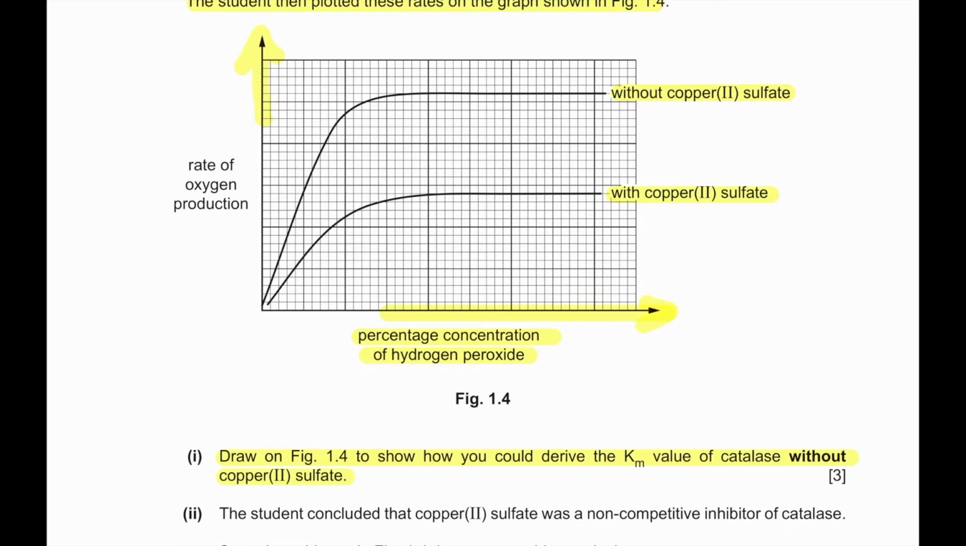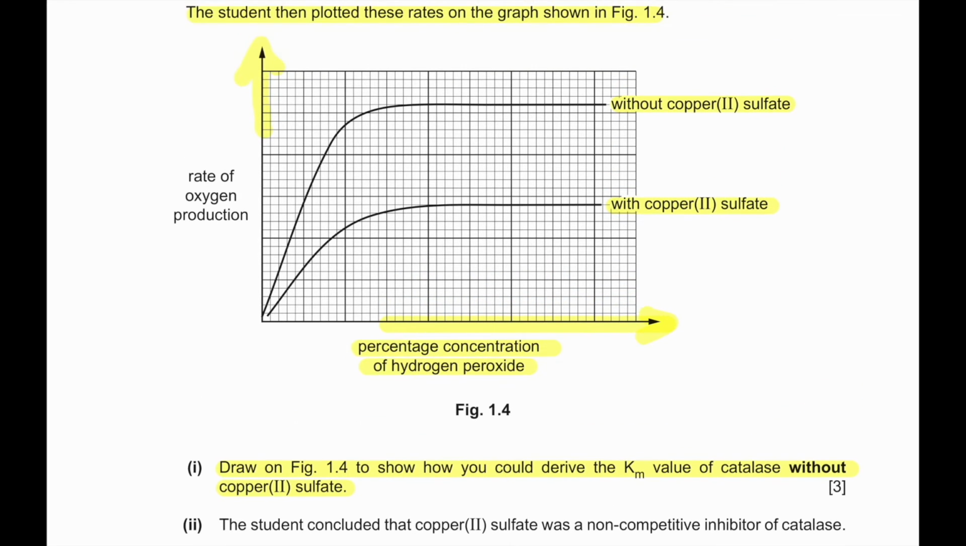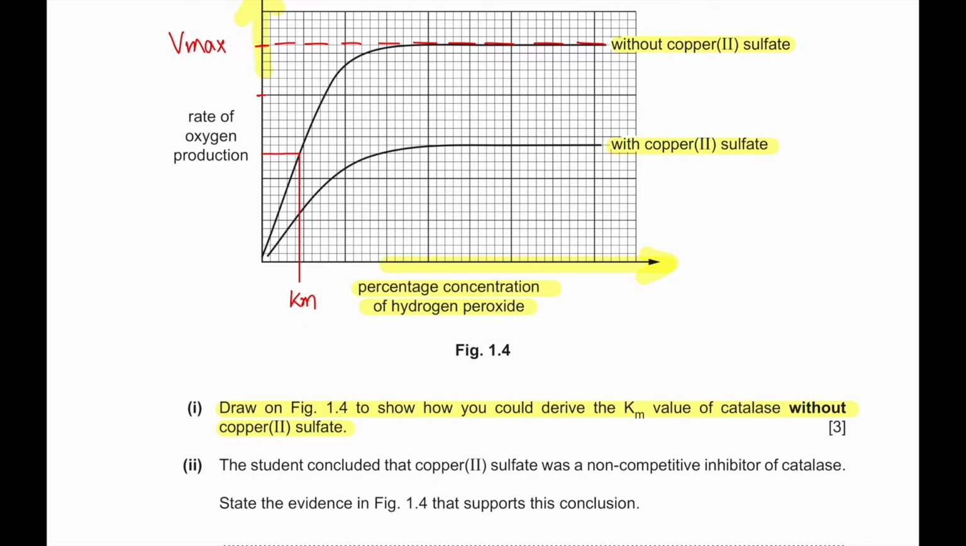So the Km value without copper 2 sulfate will be half of the original value. So we can see 2, 2.5, 2.6. So half of 2.6 is going to be 1.3. So 1.3, and then we're going to measure. So we're going to label these as Km. And this particular line, this was our Vmax, and this is going to be our half Vmax.